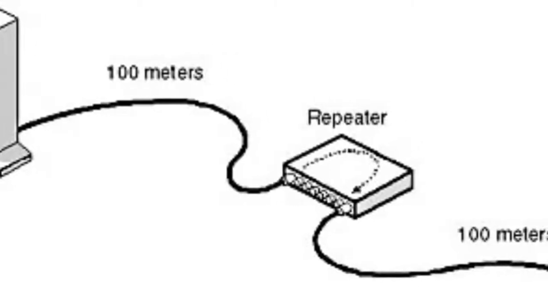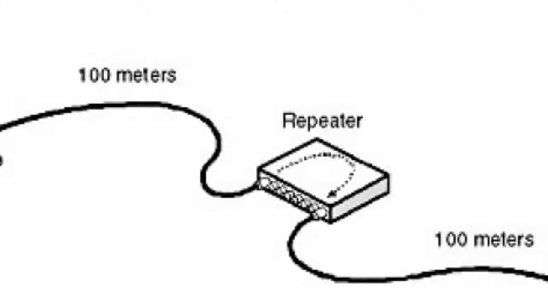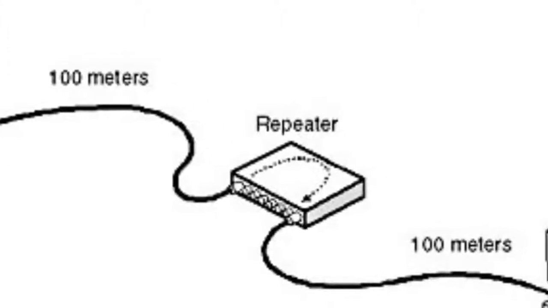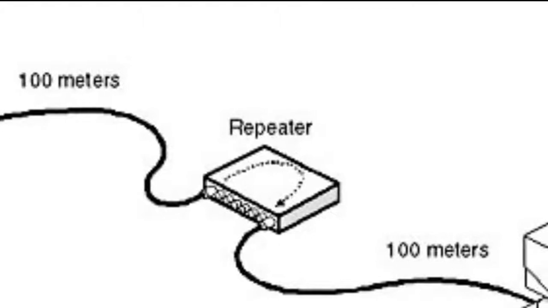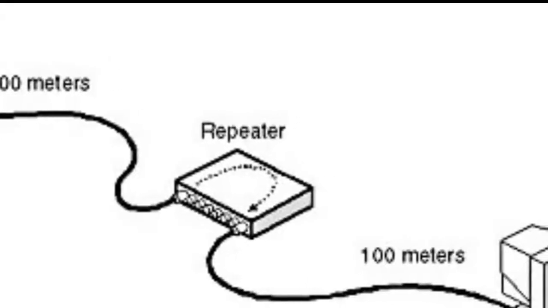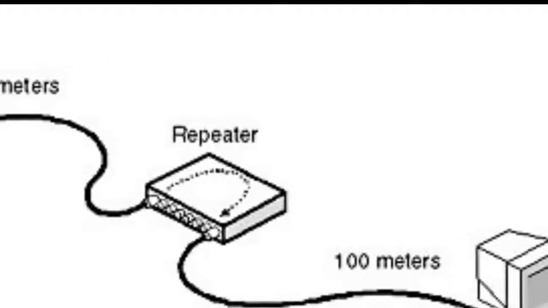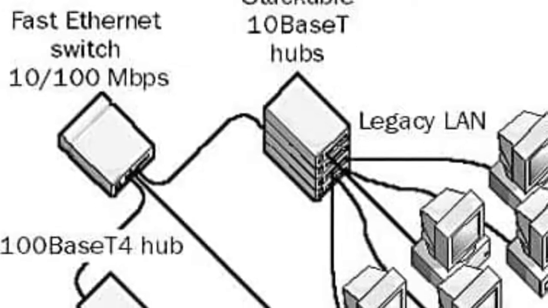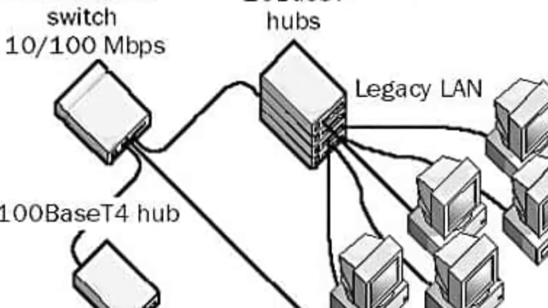The maximum length of any particular segment of a 10BaseT network is 100 meters. If distances longer than this are required, 2 or more segments must be connected using repeaters. The minimum length of a segment should be 2.5 meters.